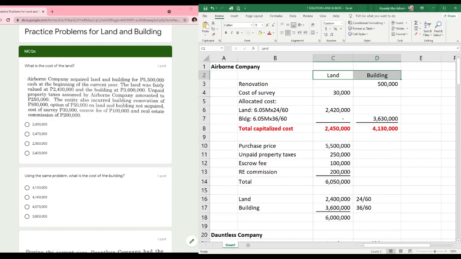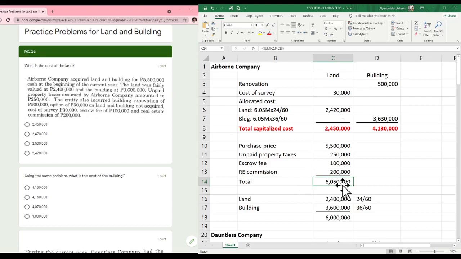And for the cost of survey, when we say cost of survey, that is for the land. Escrow fee, class, is also related to the purchase, so it must be allocated to both. And real estate commission is 200,000. That is still related to the purchase, so it must be allocated. So the total cost to be allocated is 6,050,000.